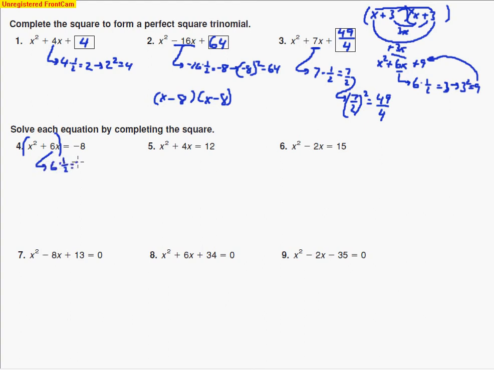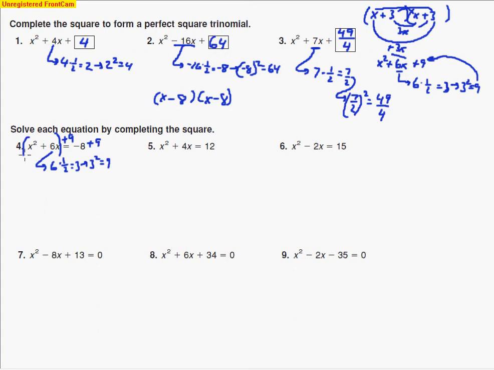When I take half of it, I get 3, but then I'm going to take that 3 and square it, and I get 9. And that's what I'm going to end up adding to both sides. So notice that I'm going to add 9 to both sides. And when you add a number to one side, you've got to do the same thing to the other side to keep the equation in balance. And so now it's in balance.